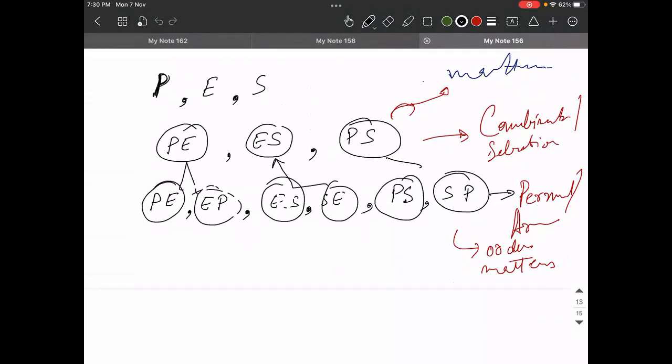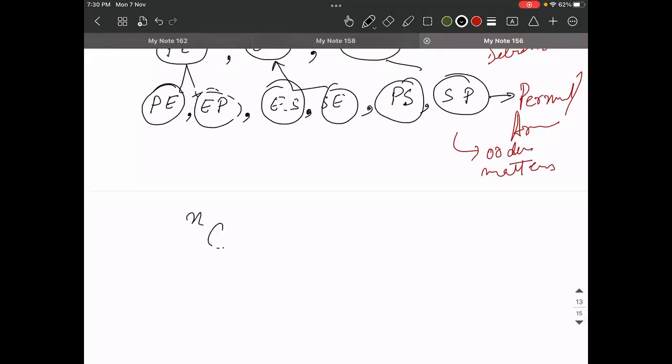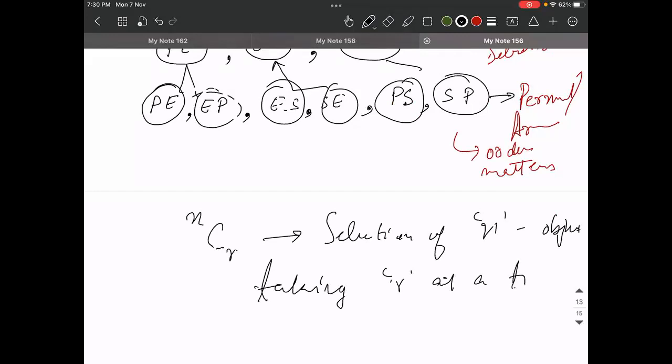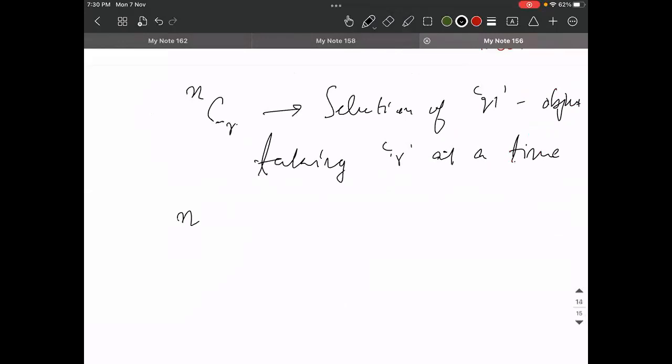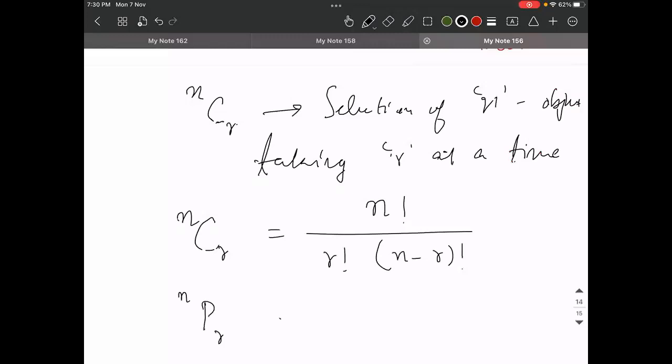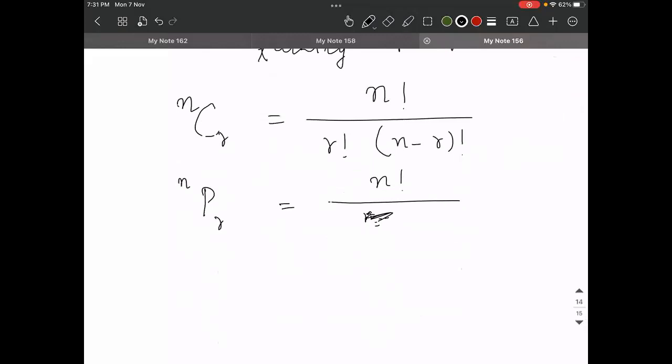Okay. So now you understood the difference between permutation and combination. Combination is represented by NCR, that means combination of N objects taking R objects at a time. Write down: selection of N objects taking R at a time. And we write combination NCR is equal to N factorial upon R factorial into N minus R factorial. Permutation, how do we write? NPR is N factorial upon N minus R factorial.